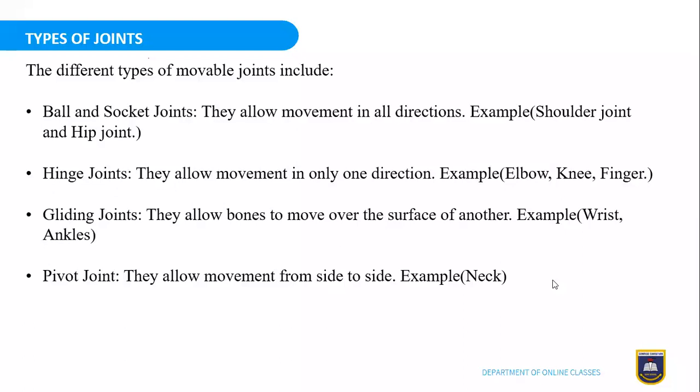So they are saying that joints are where two or more bones meet. And I said there are types of joints. We have the movable. Every other hand should be down unless you want to ask a question.